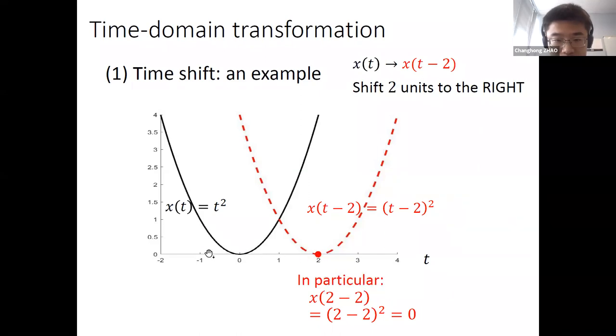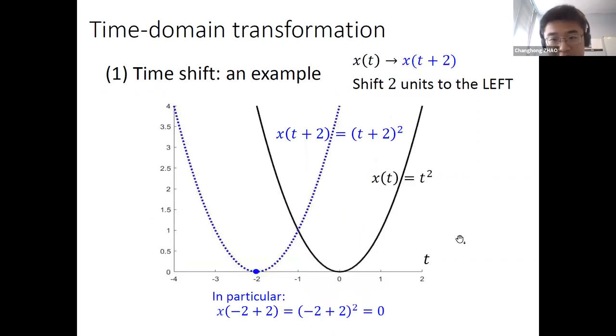So if we map it back to the vertical axis, we see that the value is 0. So it means this change from x of t to x of t minus 2 is a shift of 2 units to the right. So we are shifting it in the correct direction.